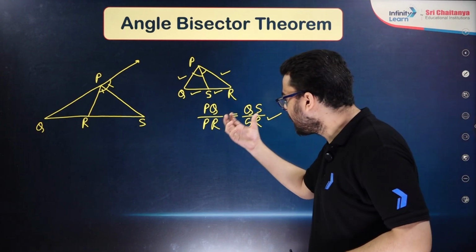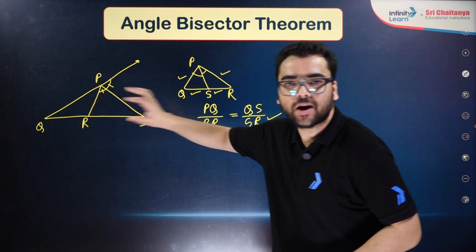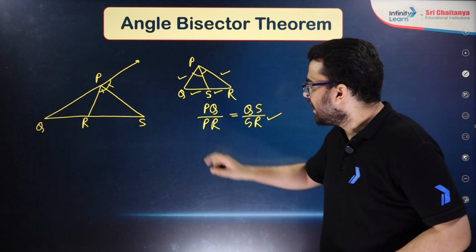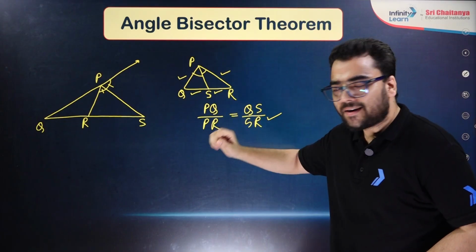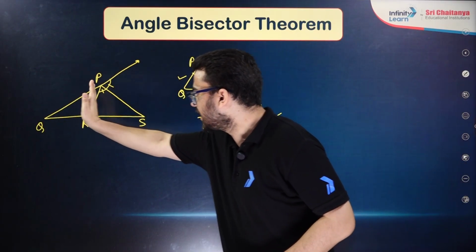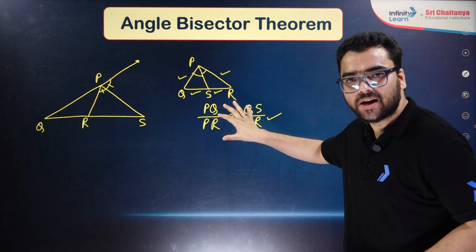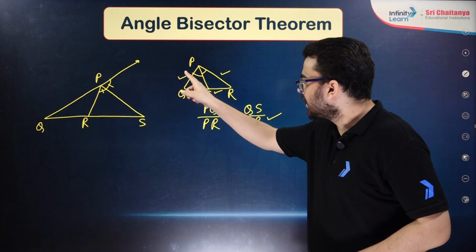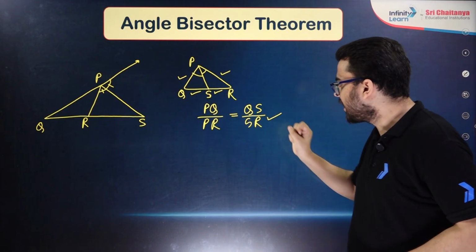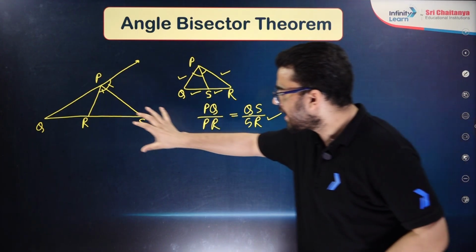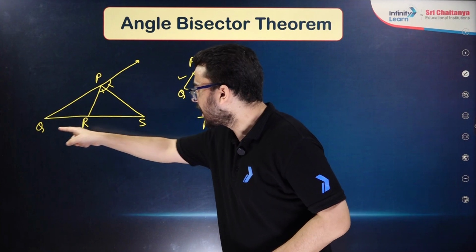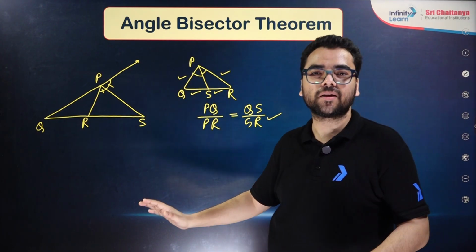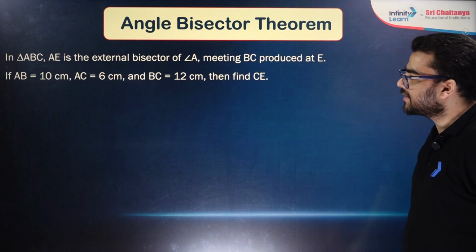So you see, the same relation will be applicable in this triangle as well. What I am saying, I'll repeat once again. Take the same triangle PQR, take the external bisector inside the triangle, and then write the relation as per the internal angle bisector theorem, because that's easy to remember. That is PQ by PR is equal to QS by SR. The same relation will be applicable over here as well. That's it. You don't have to bother about it. So let's do a question like that.